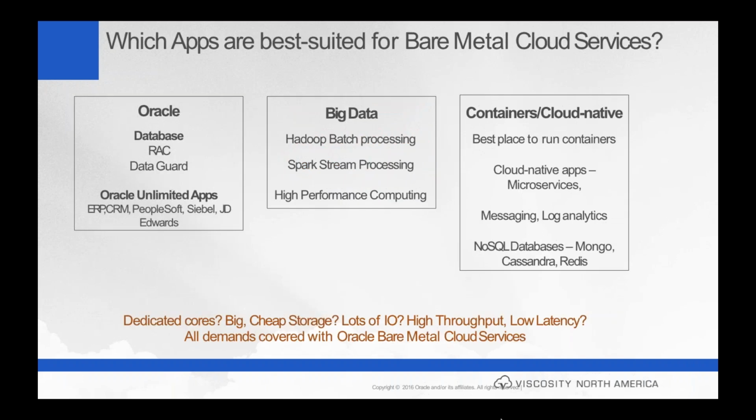So what apps are really suited for bare metal? Well, there are three buckets here. These are three buckets we've been focusing on at Viscosity. One is really around database, whether it's RAC or DataGuard. And we've been focusing the last several months on applications, JD Edwards, PeopleSoft, eBusiness, as well as Siebel applications, doing a lift and shift, moving on-premise applications to bare metal cloud. Big data has also been a big concentration for us: Hadoop batch processing, offloading Spark streaming to big data, to bare metal, as well as containers and microservices.